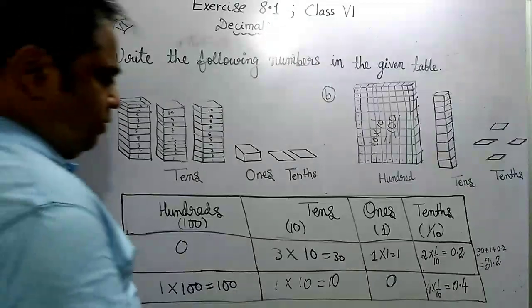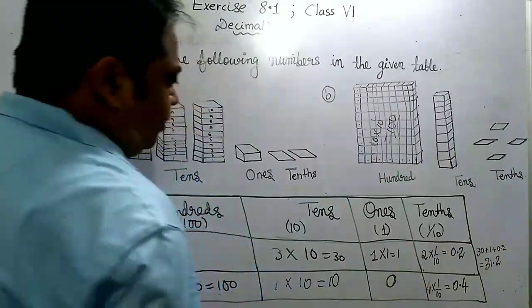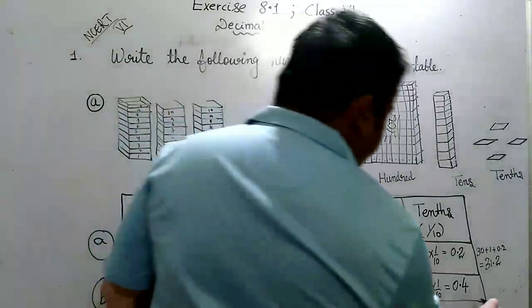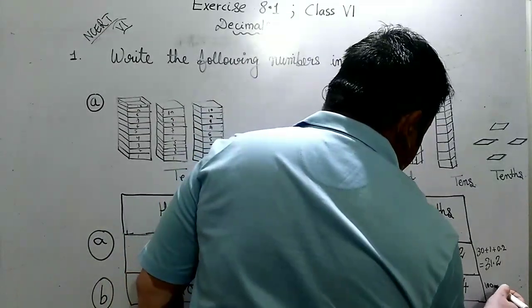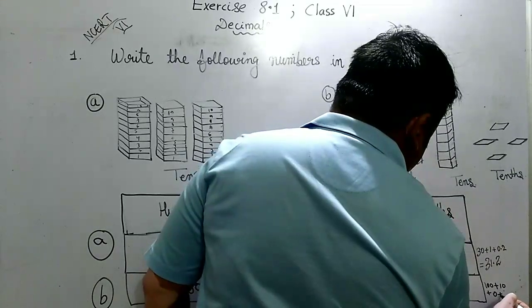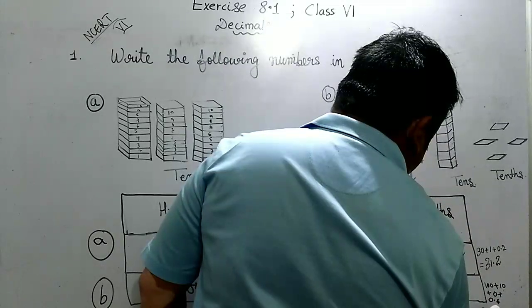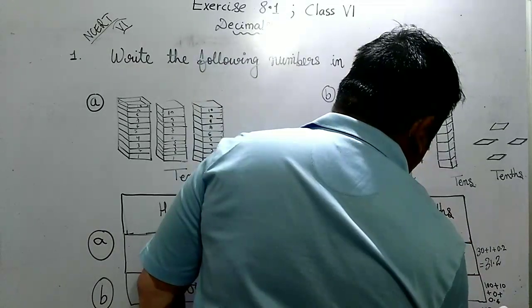So in B what we will write? 100 plus 10 plus 0 plus 0.4. It will come out to be 110.4.